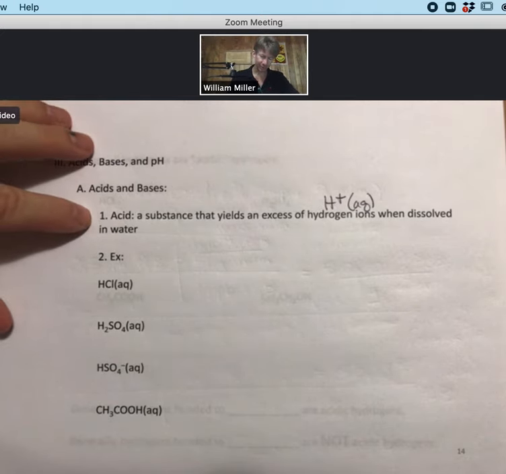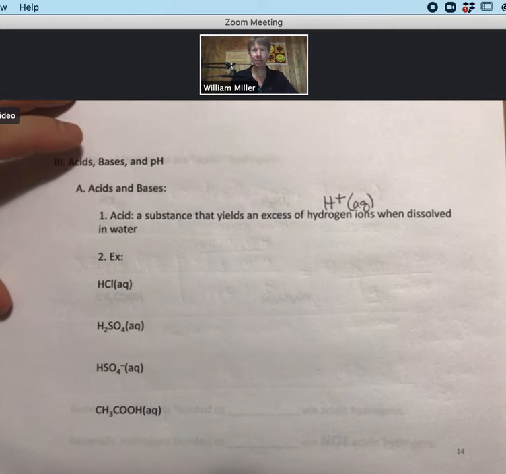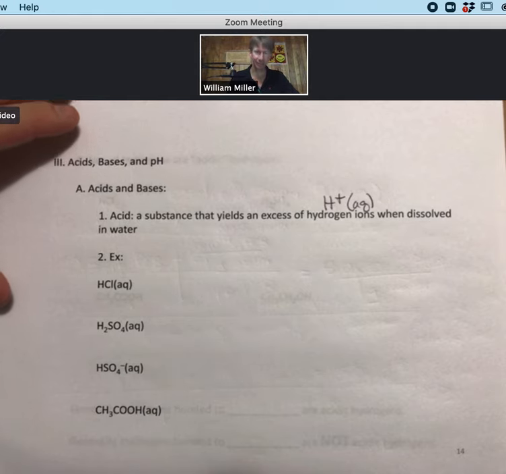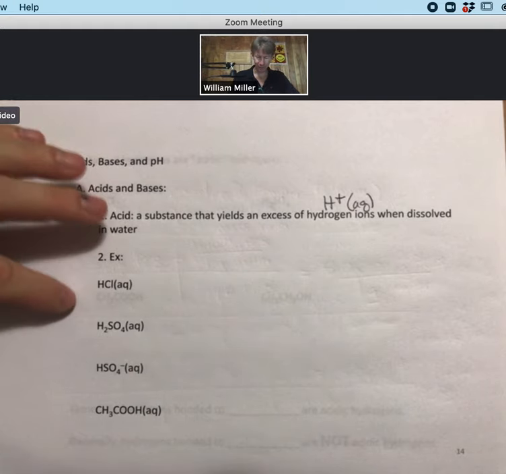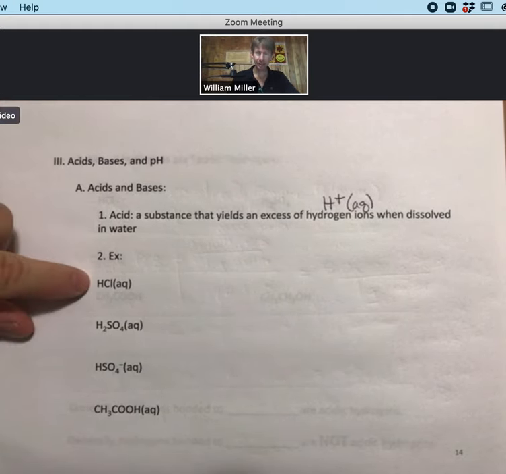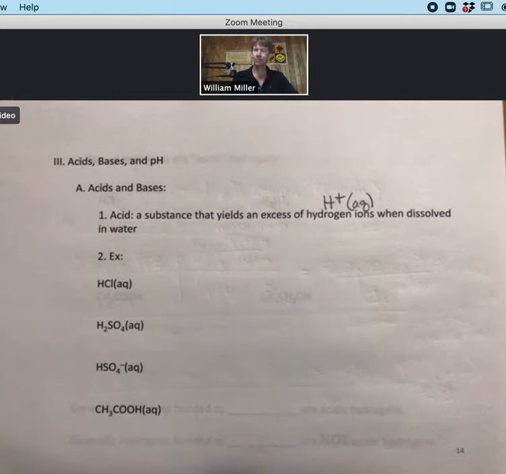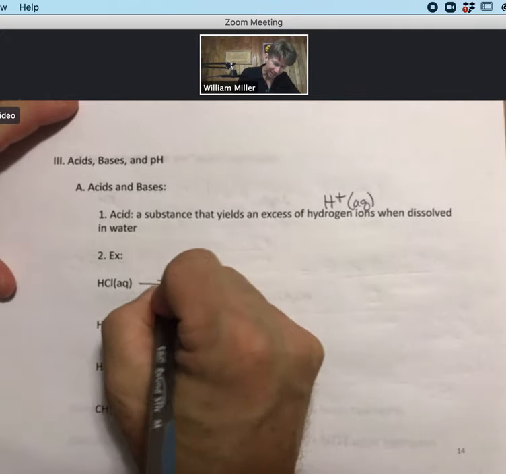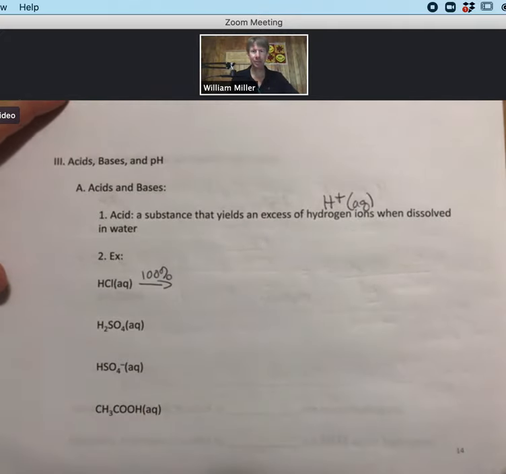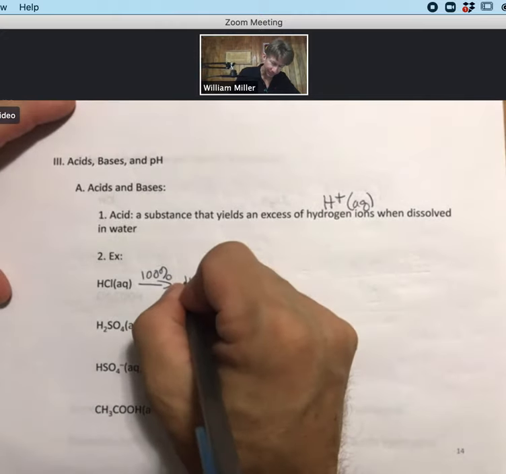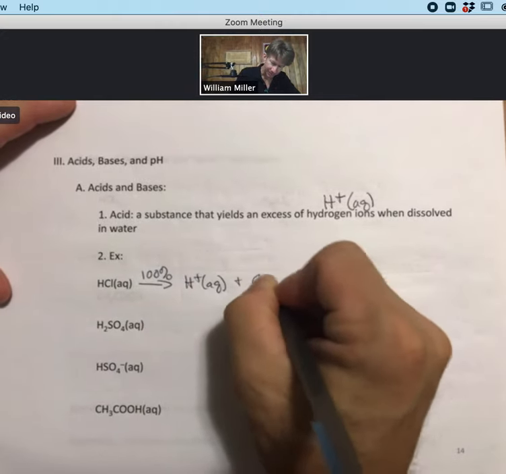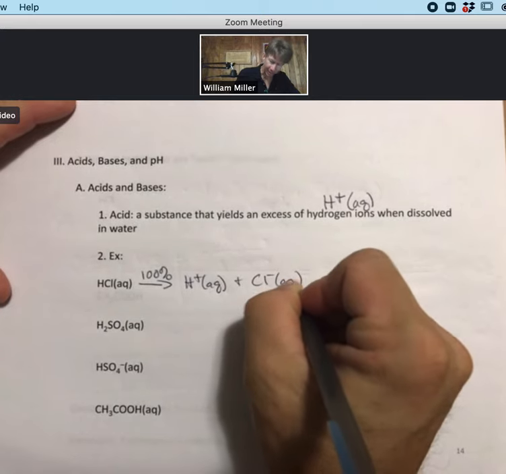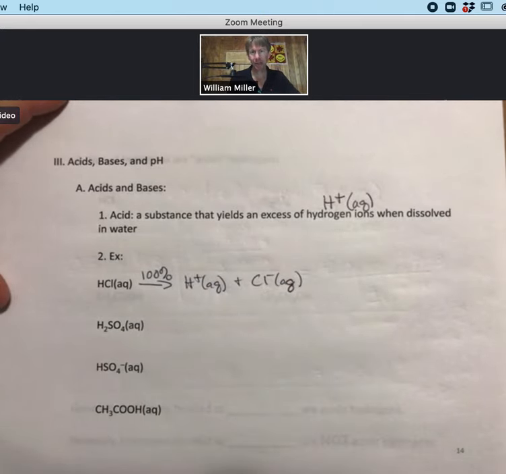And so here's our first definition of an acid. As you get to more advanced classes in chemistry, you will see increasingly broad definitions of acids and bases. As examples, we have a number of acids right here. HCl, my favorite strong acid. And as a strong acid, it breaks up 100% into hydrogen ions and chloride ions. Not that we care about the chloride ions right now.